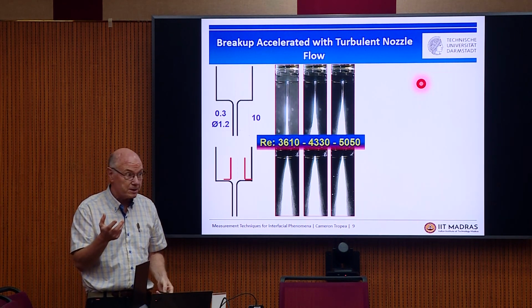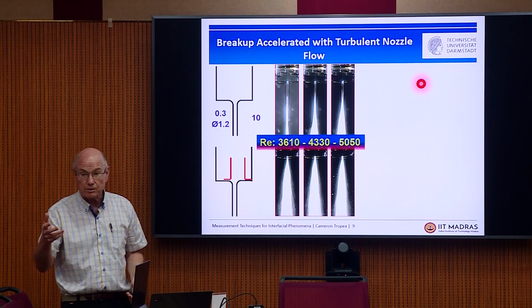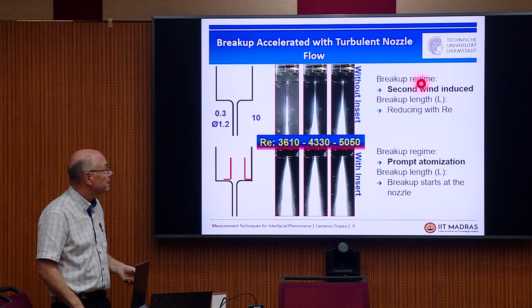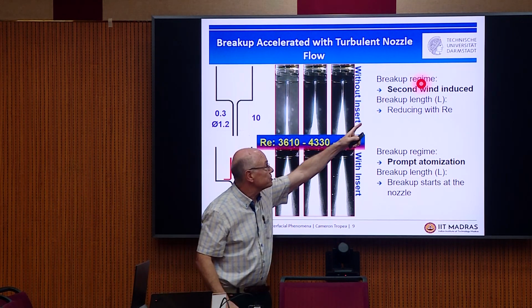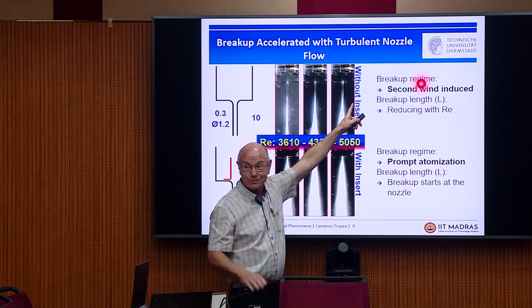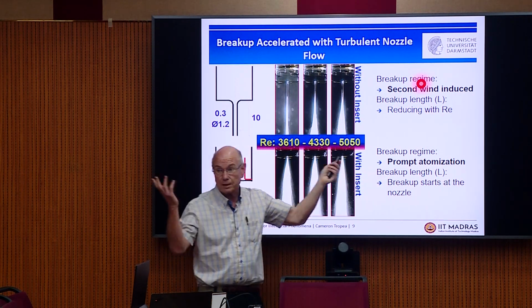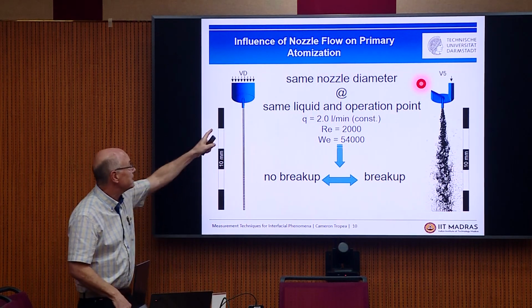You need a disturbance, and the stronger the disturbance, the faster the instability is going to grow. Same as laminar turbulent transition in fluid mechanics. And so this is actually, now the disturbance comes from aerodynamic disturbances outside the nozzle. We call that second wind-induced atomization. And this is prompt atomization. It just atomizes immediately.